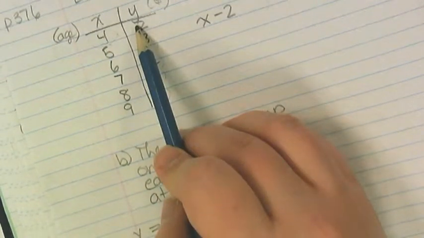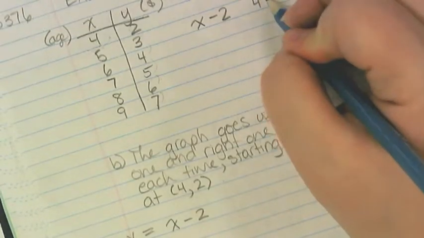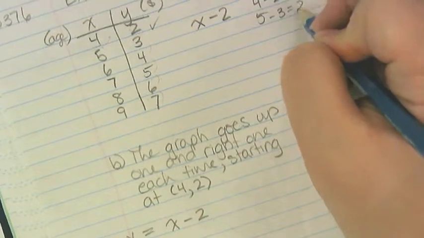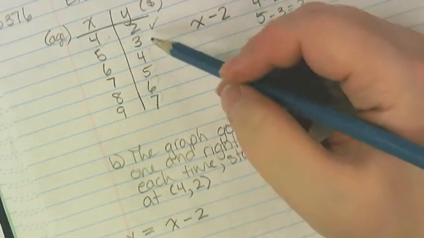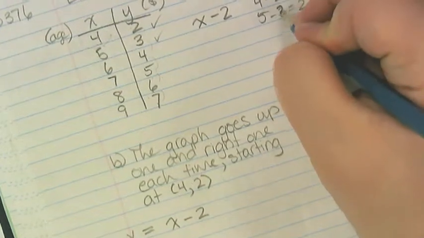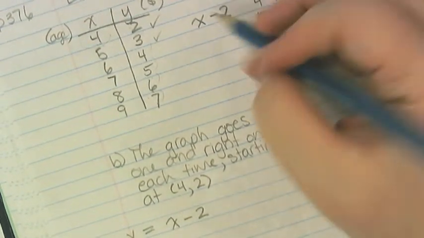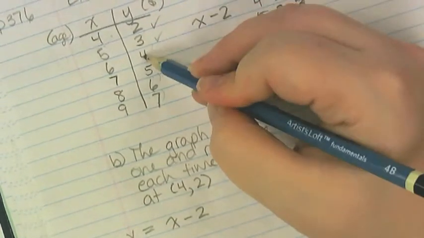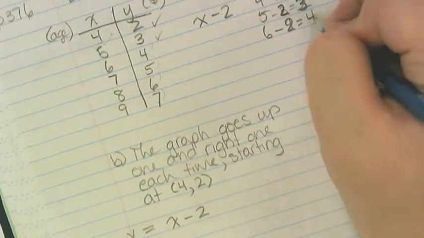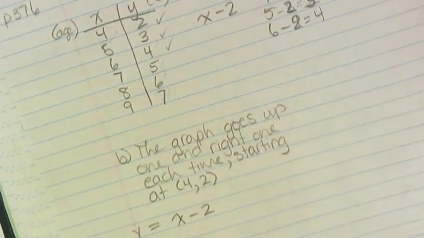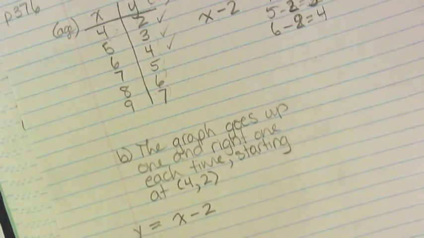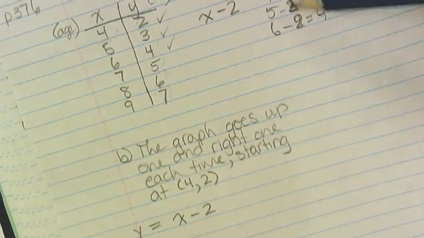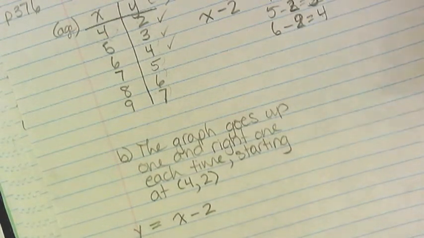4 minus 2 equals 2, right? So we check it off. 4 minus 2 equals 2. Good, that one's right. 5 minus 2 equals 3. Okay. 6 minus 2 equals 4. Okay. So by checking 3 of them, if you've checked 3 of them and they're all right, you're usually fine. You don't necessarily have to go through and check all of the ones in the table. But you want to check at least 3 to make sure that the pattern holds.